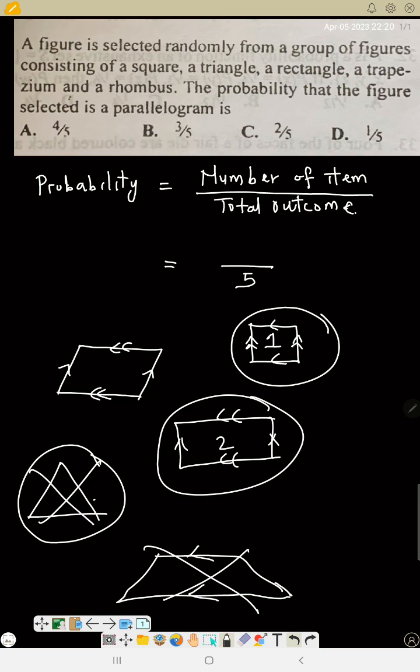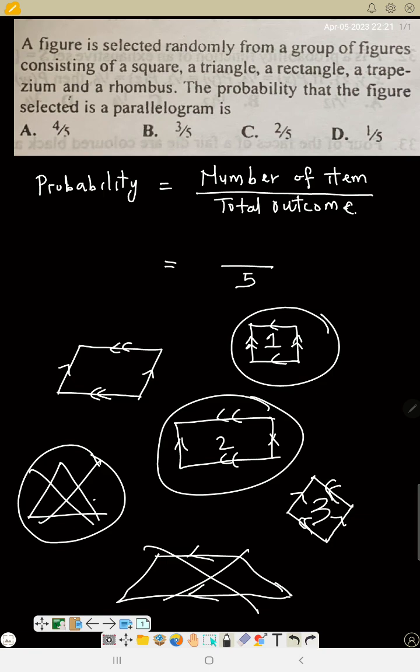A rhombus. A rhombus is like a square, but you tilt it. So remember, a rhombus is not a kite. A rhombus is like a square, but in tilted form, like this. So this is a rhombus. For a rhombus, the opposite sides are equal and parallel. But a kite will have a long tail. So this is a kite. But in a rhombus, all the sides are equal. So a rhombus also is a parallelogram.